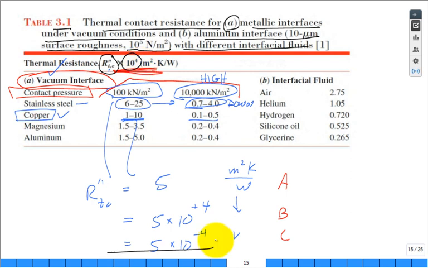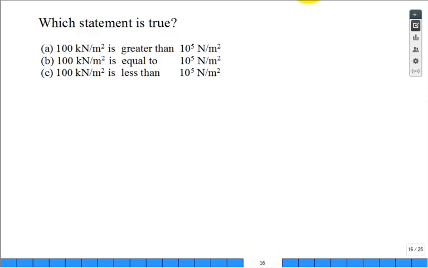So these are small numbers. Okay, now the other thing that I noticed was, man, they're very confusing. Look at this. They have this description, but there's a kilo missing in front of that Newton. So I have a question for you. My last clicker question for today. Which statement is true? Because I'm confused. They have 100 kilonewtons per meter squared. They have 10 to the 5th newtons per meter squared. So is A, B, or C correct? Is one greater than the other, equal to, or less than?